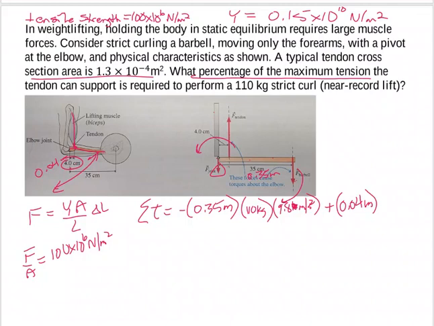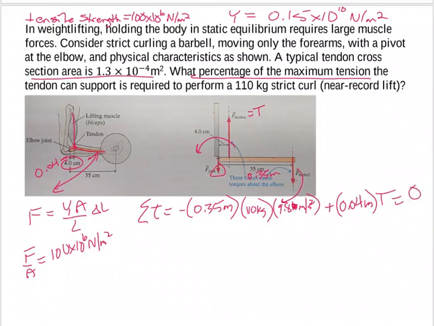Times the force of the tendon. Should it just be T? No, because tension is what we're looking for, so we can call it whatever we want. The force of the tendon, we can call it T. I'll just call this T, the force of the tendon. Okay. And what is the sum of the torques? It's going to be 0.